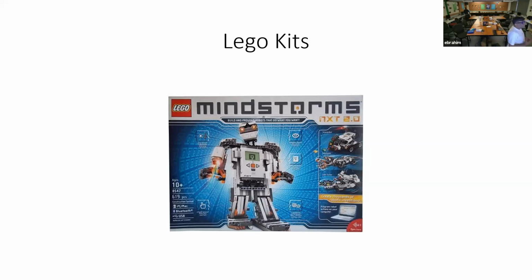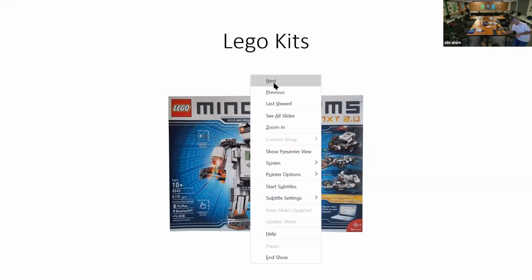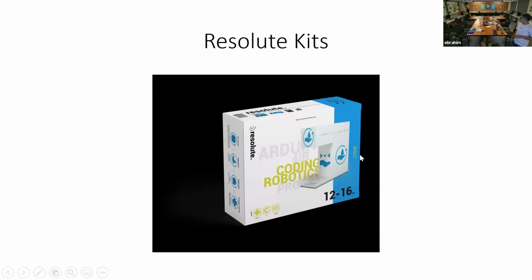So there are many, many companies out there that sell what we call kits. The other one that we have, and this is a South African company, okay, are the Resolute Kits. This is a company in Johannesburg. Okay, they have them for different ages.